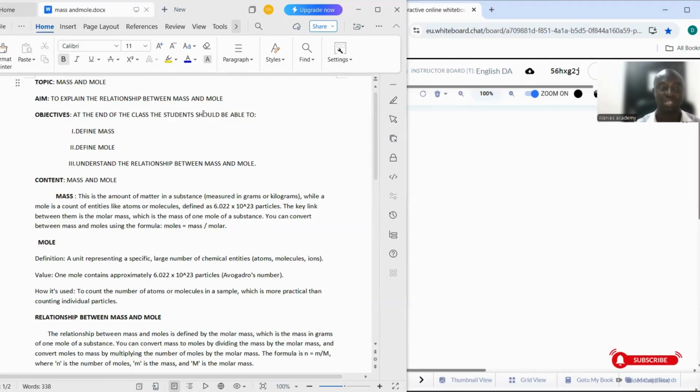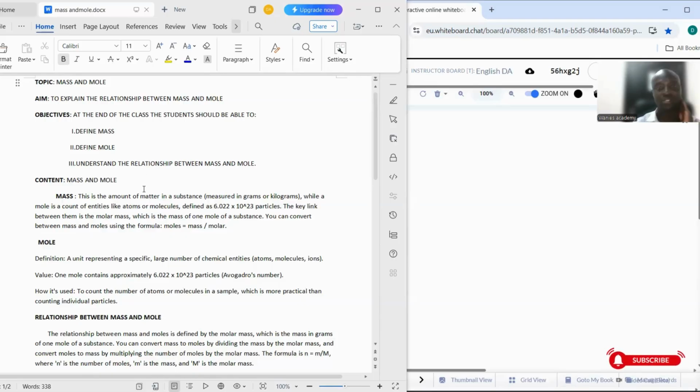I also have some objectives outlined for this class. At the end of the class, the student should be able to: 1. Define mass, 2. Define mole, then 3. Understand the relationship between the mass and mole. All right, now that I have stated the objectives for this class, I commence my class in earnest.